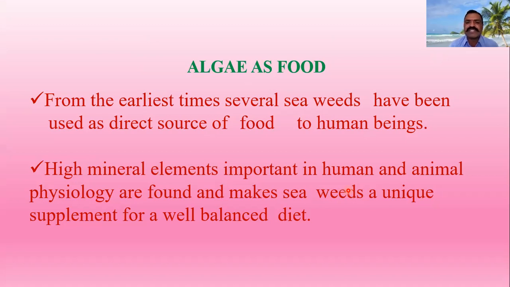These seaweeds have been used as a direct source of food for human beings. Why can algae be used as a food material? Because these seaweeds contain a high amount of minerals, and elements like iodine, phosphorus, potassium, which are present in oceanic algae. These elements are important in human and animal physiology for metabolic activities like reproduction and digestion, and make seaweeds a unique supplement for a well-balanced diet.